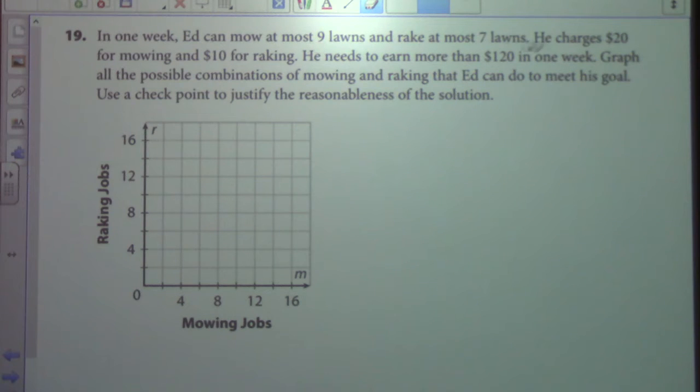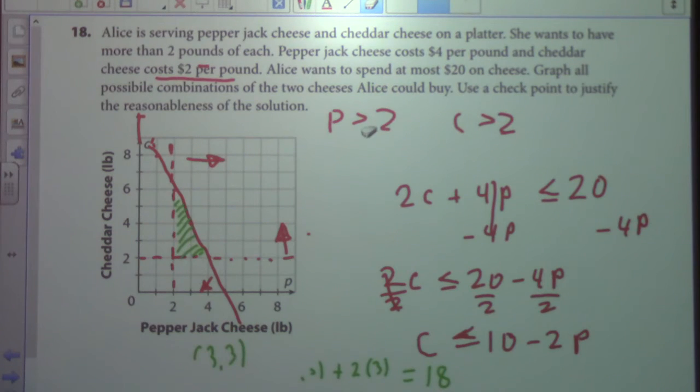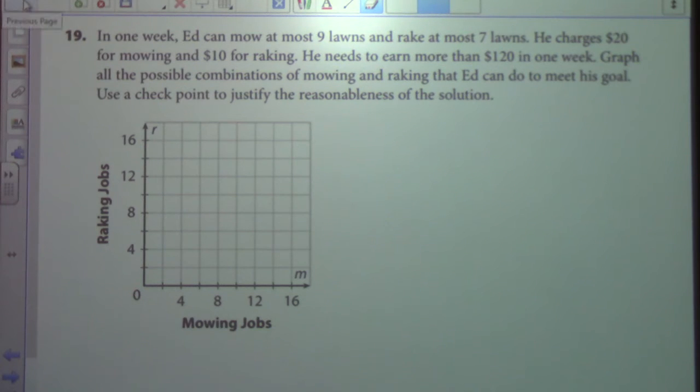The mowing lawns and raking lawns are going to be similar to the pepper jack cheese and the cheddar cheese. So you're going to have two inequalities that make a horizontal line and a vertical line, and you're going to have another one that comes down from here in this direction, similar to problems 17 and 18.